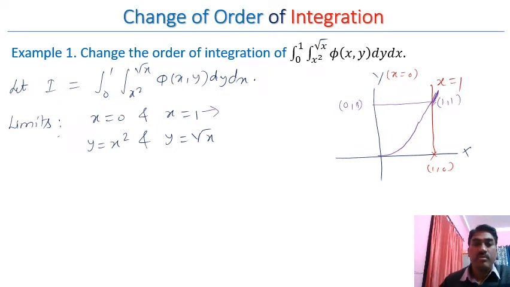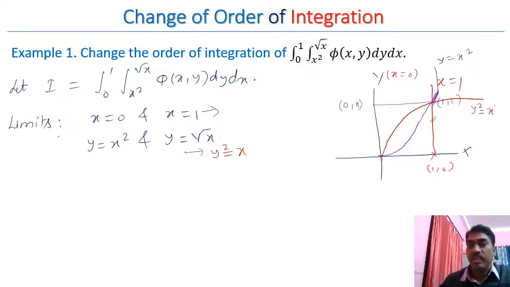Now next is y is equal to root x. What is this? Y is equal to root x is actually y square is equal to x. This is again a parabola, and draw this parabola also. Again when x is equal to 1, y will also be 1, so the parabola will intersect at the same point. So name these parabolas: this one is y is equal to root x, and the upper one is y is equal to x square.